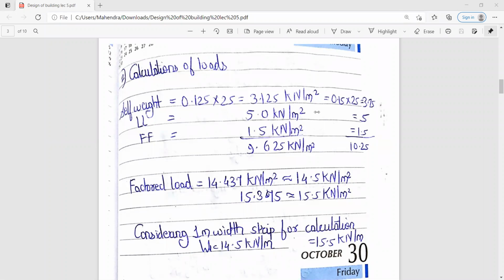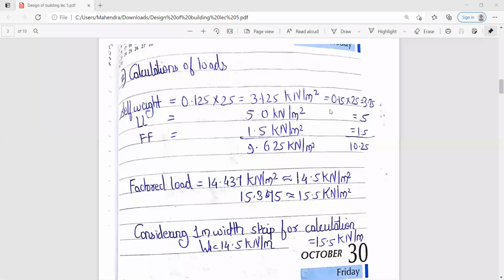Yes, anyone? Faraz, Mahfooz? Yes Anis? This first self weight we calculated, that is 0.125 into 25, which self weight is it, and which self weight is this? Yes, nobody knows. Yes, anyone from you? And it is for beam B1 and B7.